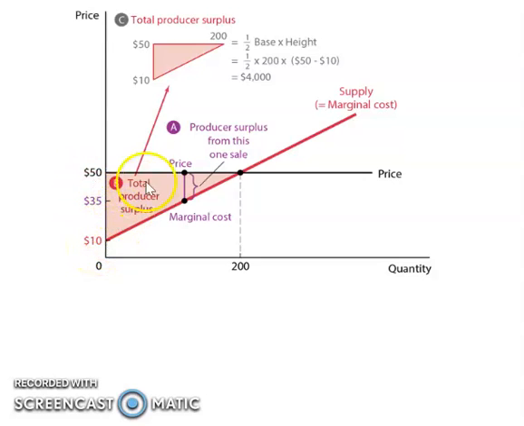So now our producer surplus is half times the base of 200 times 40, which is the height, to give us $4,000. And just like consumer surplus, producer surplus is represented using dollars. So it's always in terms of dollars.